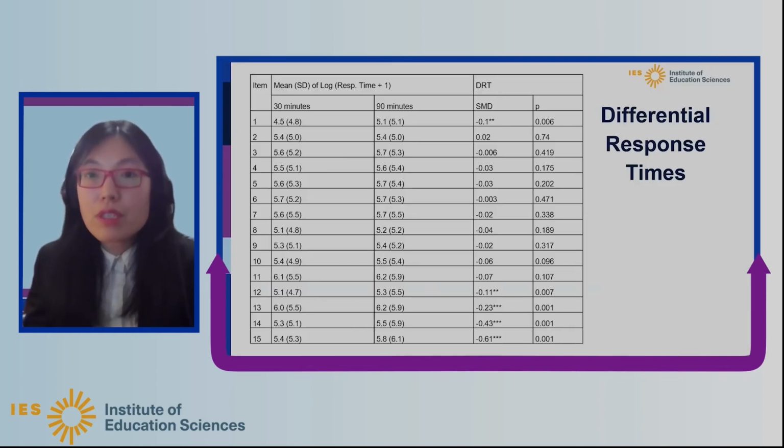This table shows the means and the standard deviations of item-level response time of the two groups. Each row is one item on the test. The 30 minutes column is the standard test time condition. The 90 minutes column is the extended time condition. We can see that out of the 15 items, 5 items show differential response time in the column SMD.